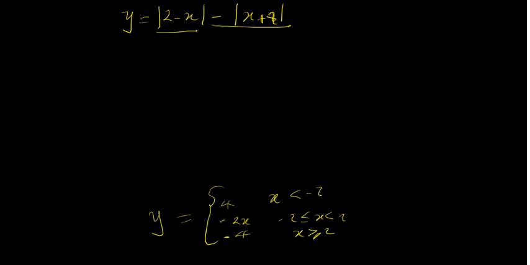So now we can go on sketching these which we have. I can rewrite them that side. 4 for x is less than negative 2. Negative 2x for negative 2 is less than or equal to x, which is less than 2. And then negative 4 for x is greater than or equal to positive 2.